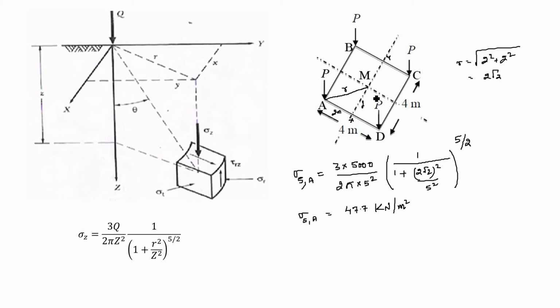So, now we have the value of vertical stress at 5 meter depth right below point M due to one of the loadings. For all this loading, we can find sigma at 5 meter due to A plus B plus C plus D. So, apply the principle of superposition here. Since all this loading is symmetric, we can multiply by 4: 47.7 into 4. So, here we got the value as 190.8 kilonewton per meter square or kilopascal.